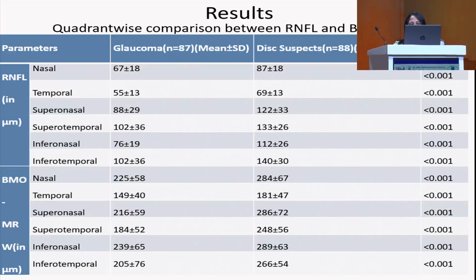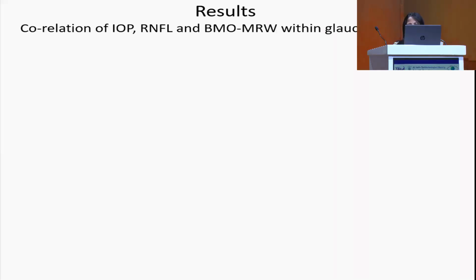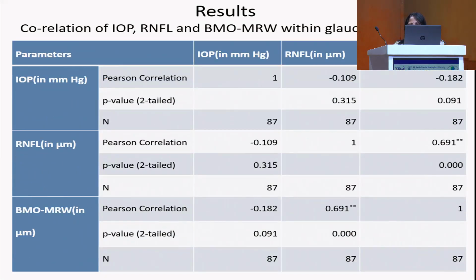On comparing quadrant-wise analysis of the retinal nerve fiber layer and the Bruch's membrane opening minimum rim width, we found that the readings in the inferotemporal and the superotemporal quadrants of the RNFL were higher, whereas the nasal part of the disc was found to be thicker in the readings of the Bruch's membrane opening minimum rim width. And all the values were significant between both the groups. When we correlated the intraocular pressure with these measurements, as expected, we found that the intraocular pressure was negatively correlated, while retinal nerve fiber layer and BMO MRW measurements were positively correlated, and this value was significant.